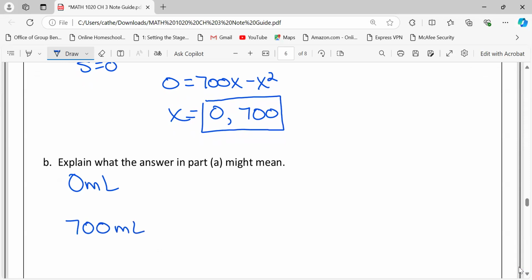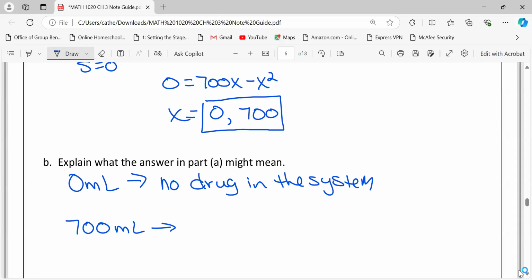So the first one's kind of obvious. Why would you have zero sensitivity with 0 milliliters? That's the dosage of the drug because there's no drug in the system. All right, and this one's a little bit different. Why would a dosage of 700 milliliters give a sensitivity to the drug of 0? Because they had an overdose and they passed away as a result. Again, this question came out of the textbook.